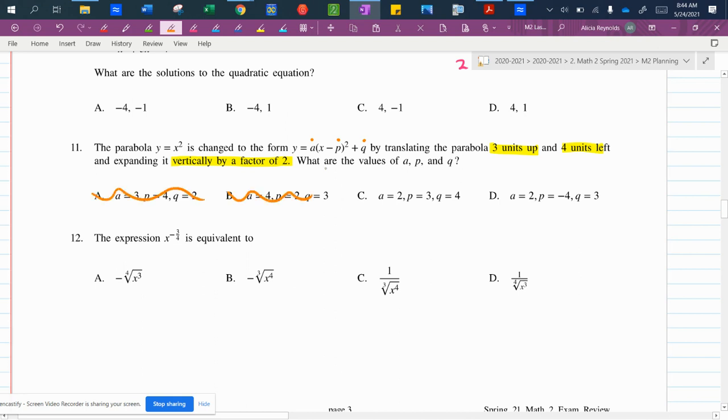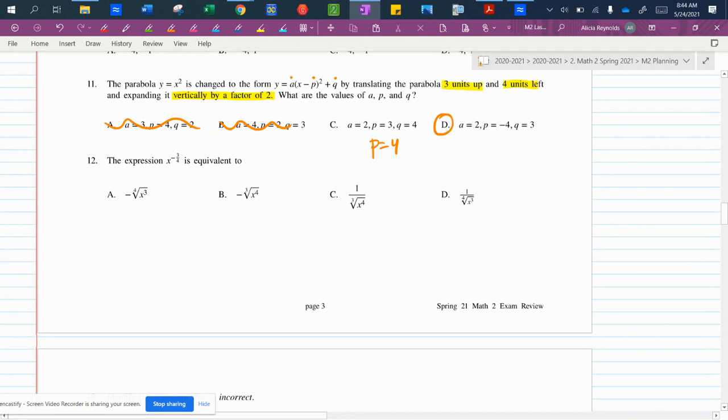So inside the parentheses, x minus p. Is that controlling when we go left or when we go up? Left. So if I have minus p and I went left 4, what do we think? Am I going to have C or D? D. And that made it easy for us because it put p as 3. The tricky thing would have been if I had been given p equals positive 4. How many of you would have chosen C if that had p equals positive 4? Good, because we know left is negative, right? So number 11 is D.